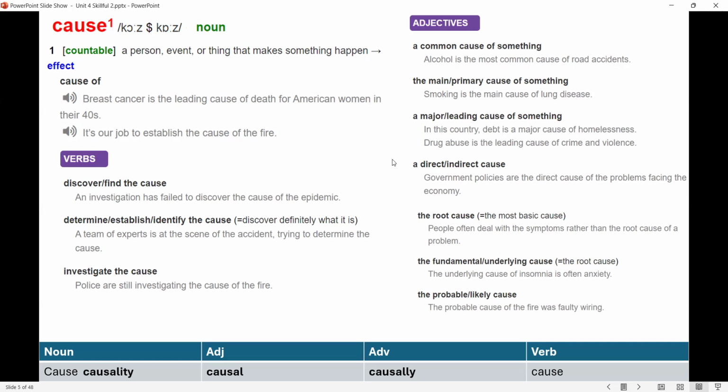cause. You can talk about a common cause of something, like alcohol is the most common cause of road accidents, or the main cause of something, the primary cause of something, a major cause of something, or a leading cause of something, a direct cause, an indirect cause. The root cause means the most basic cause, the fundamental cause, or the underlying cause, or the probable cause, or likely cause. So these are the phrases that you can use with this word. Please read the other examples by yourself.